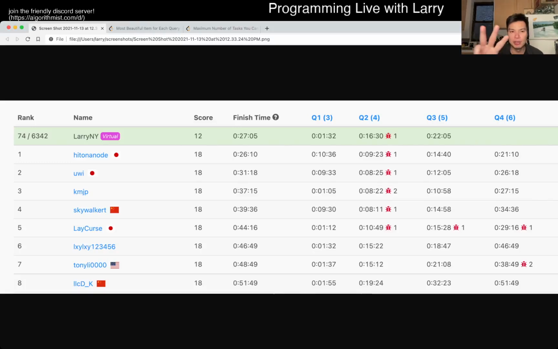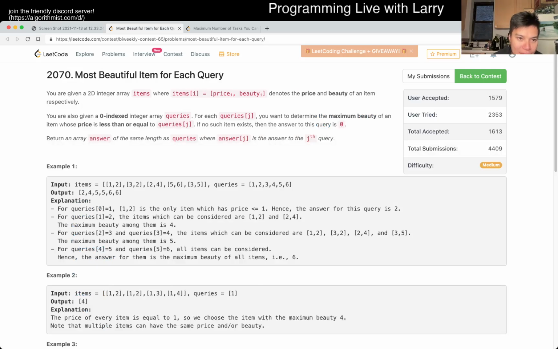This is me going with Q3 of the bi-weekly contest 65, most beautiful item for each query.